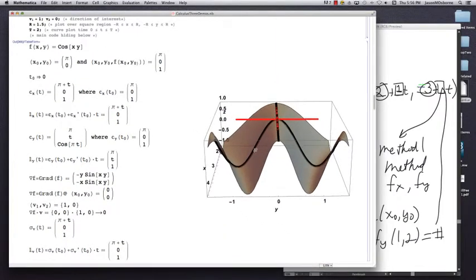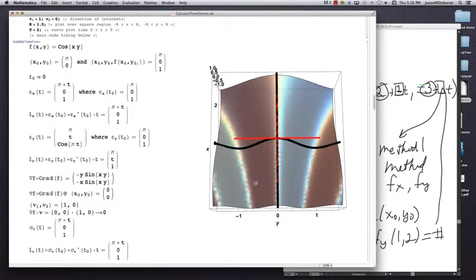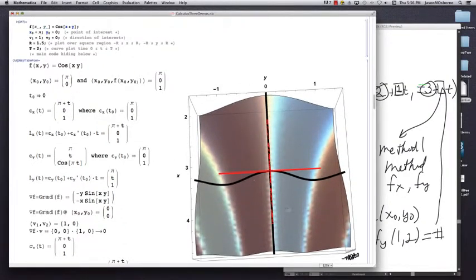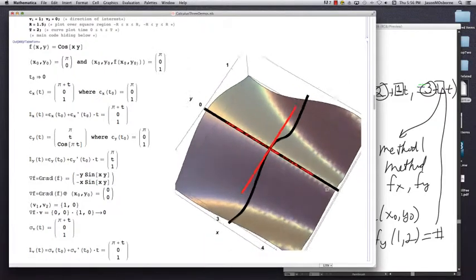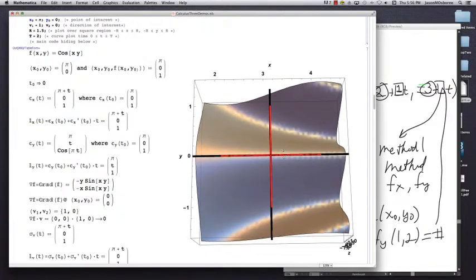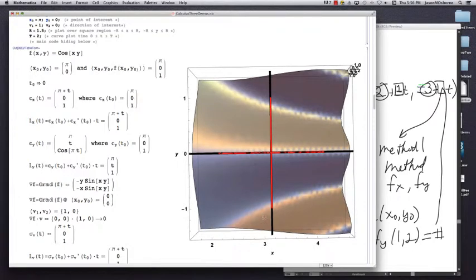There's your surface. The point of interest that we picked was pi, 0. Let's rotate this so we can see the x-axis. The x-axis is right here, so this is pi for x, 0 for y. That was our point of interest. We then computed the curve on the surface in those directions. Here's your curve on your surface in the x direction, so that would be this curve. The curve in the y direction would be this curve.